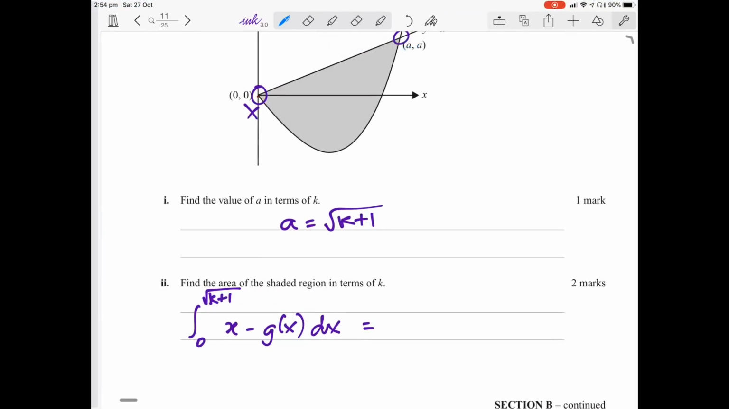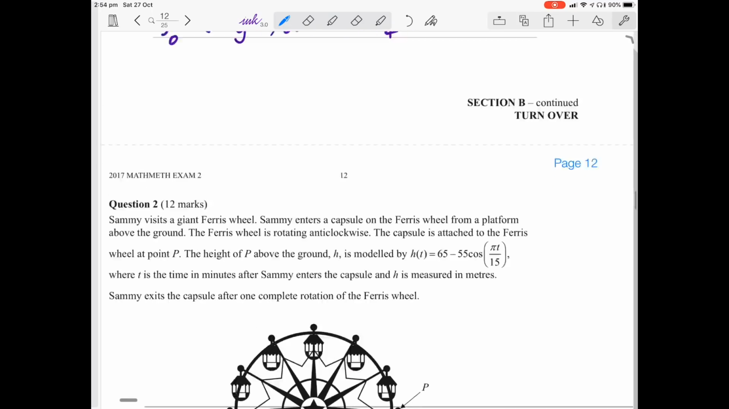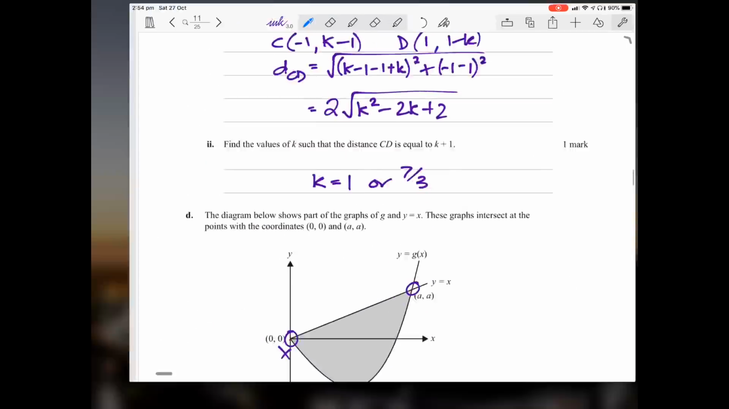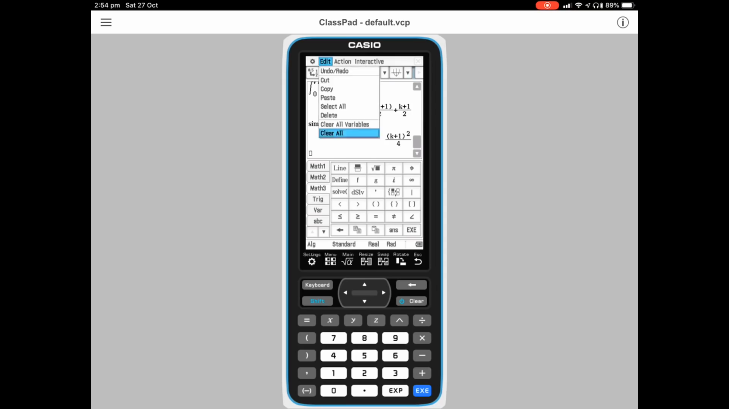I reckon that's a good answer because it seems nice once it factorizes. What was I going to say? Okay, so now question's done. Let's go back in. I'm going to delete f and g. Obviously I haven't defined k, so clear this off. Next question.